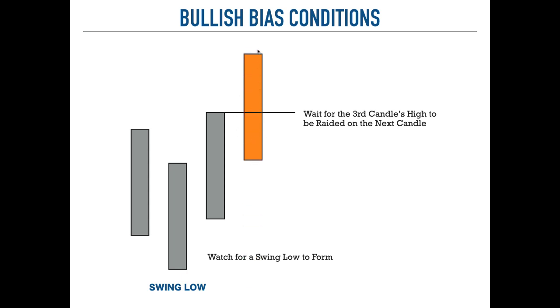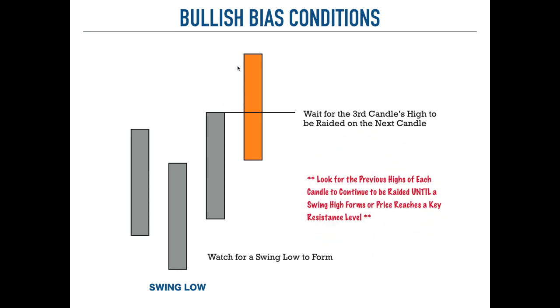Okay, so what you want to see is price be willing to trade through or above the 3rd candle's high right here. Now remember, this encompasses wicks as well. So this could trade through as a wick and come back down, but generally what you want to see is the price action be willing to go through the 3rd candle's high over here.